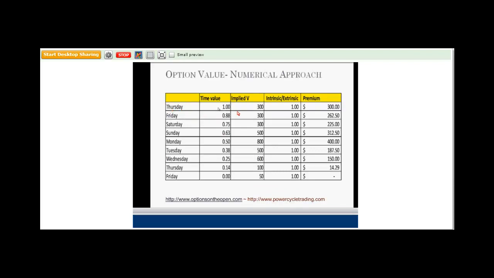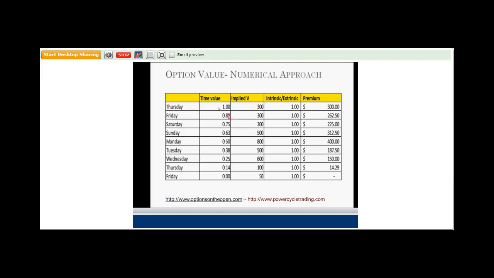So here's another graphic or table example to show you numerically what this looks like. I took the time value, implied volatility, and intrinsic value to get your premium, and plugged in a 1 for Thursday, which is 100% time value, and a 300% implied volatility, and just kept this as a 1 as a constant. You multiply these three factors, and you come up with a premium of $300.